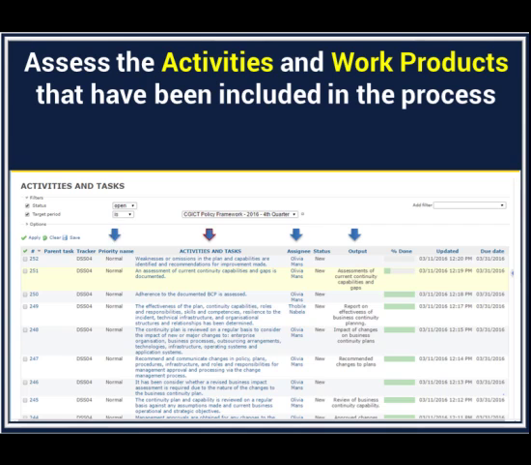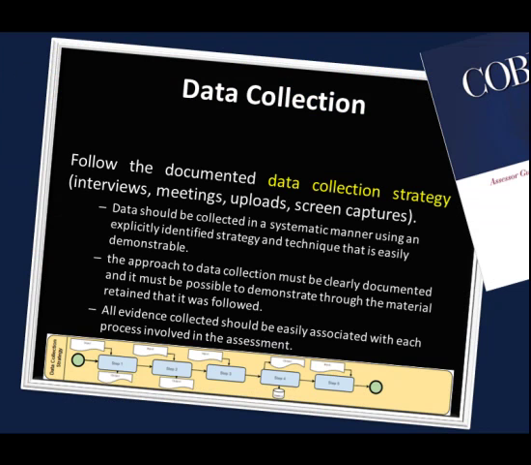Assess the activities and work products that have been included in the process. Follow the documented data collection strategy. Data should be collected in a systematic manner using an explicitly identified strategy and technique that is easily demonstrable. The approach to data collection must be clearly documented. It must be possible to demonstrate through the material retained that it was followed. All evidence collected should be easily associated with each process involved in the assessment.